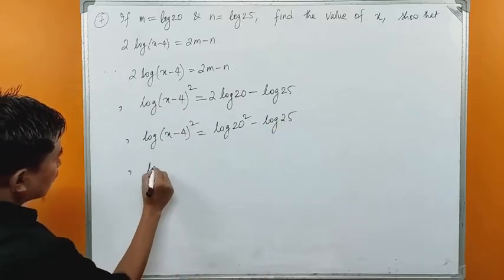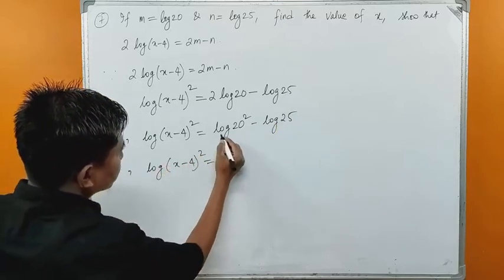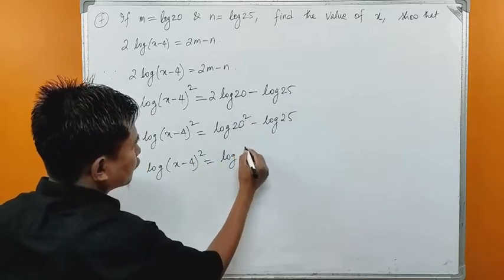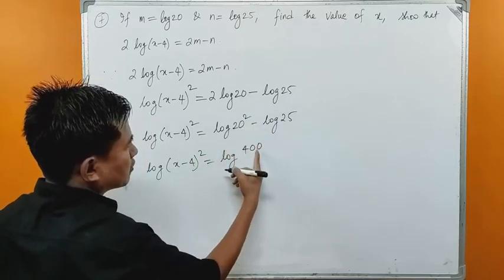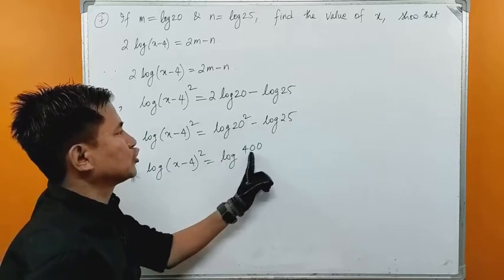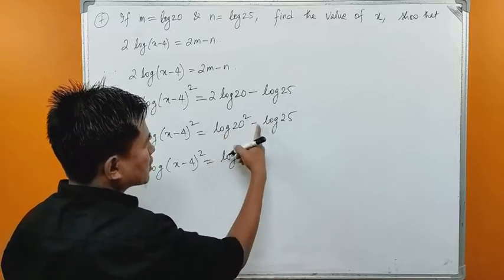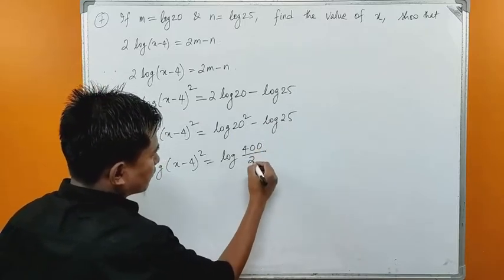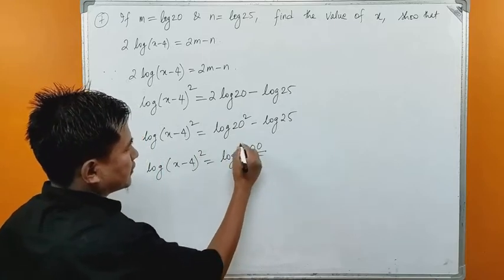So log (x minus 4) whole square equals log 20 square, means 2 squared is 4, okay? 0 squared means double 0, 20 squared means 400. Now this minus log m minus log n, minus log 25, isn't it? So minus means we bring down this 25, okay? So log m minus log n means log m by n.